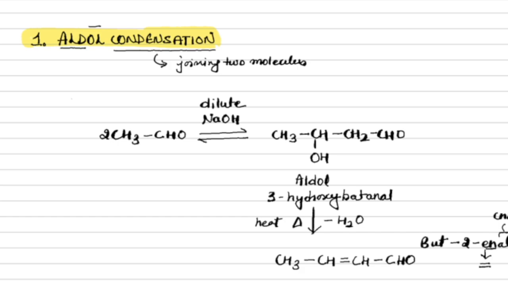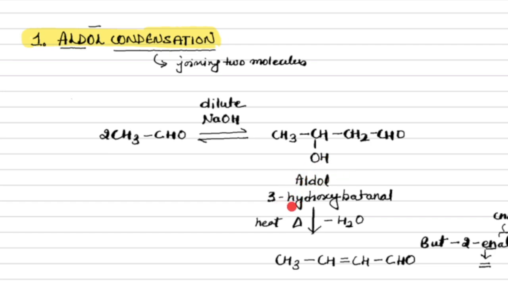So let me revise. We took two molecules of aldehyde in the presence of a dilute NaOH. They react and they get condensed. Both molecules will be joined, so we will get 1, 2, 3, 4. When they join together, we are getting alcohol, and we are getting also the aldehyde. That's why we are naming it aldol.